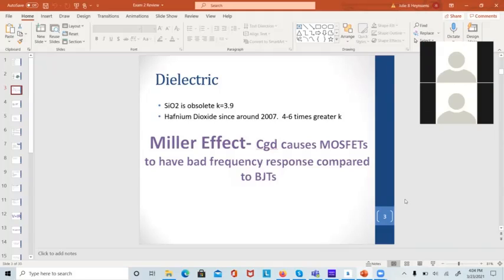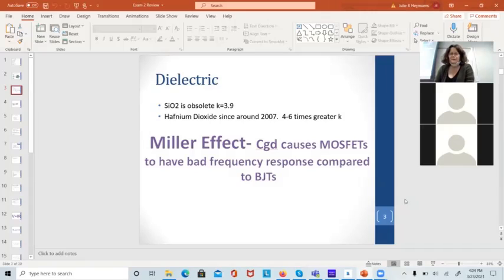The Miller effect is something we haven't talked about yet, but this is a good thing to keep on the top of your head, and it won't be on the exam. There's a gate to drain capacitance in a MOSFET that's going to really make the frequency response not as good as BJTs. That's called the Miller effect. If anybody asks you why MOSFETs are slow, you can just say the Miller effect and it'll sound like you know what you're talking about. We'll go over that in gory detail.